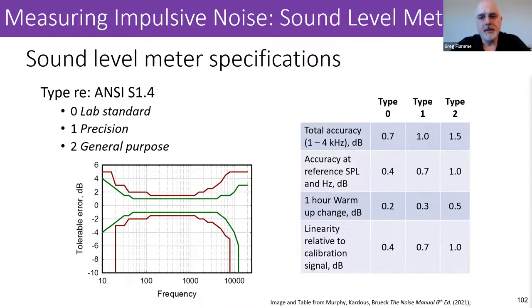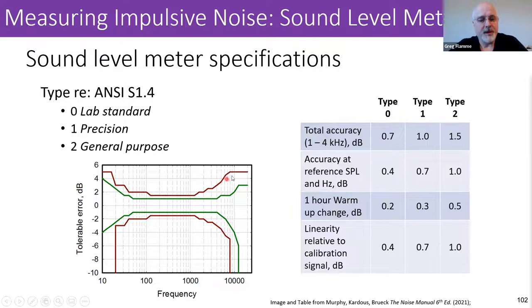All right, I think one of the things that we need to understand is that the tools that we typically use are designed for steady state noises or for continuous noises. And the extent to which they work for impulses is going to be somewhat variable. One example of that is the figure in the lower left-hand side of this slide, where you have the allowable frequency deviations for a type 1, which is the green line, and a type 2 sound level meter, which is the pair of red lines.